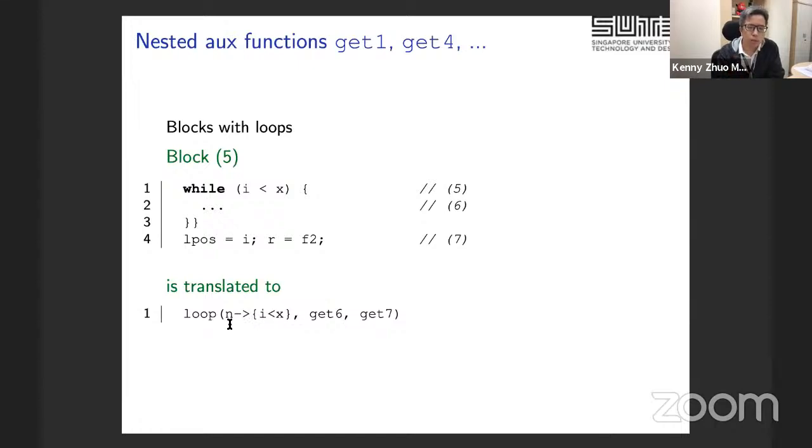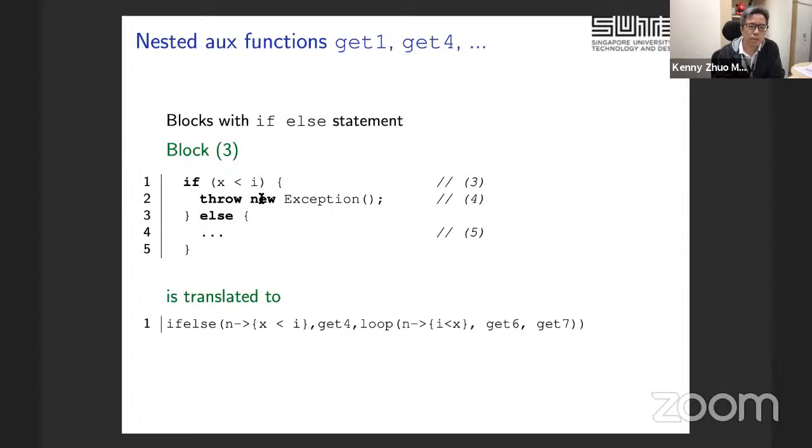So we translate block 5 into a function called loop that is applied to these lambda expressions with get 6 and get 7. So what is get 7? Get 7 is just the translation of the block that follows the while block. Right, so that's while loops.